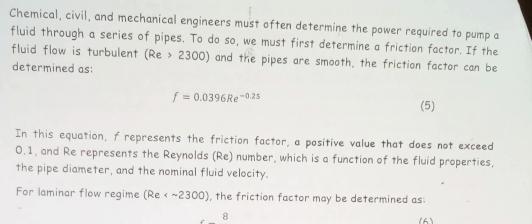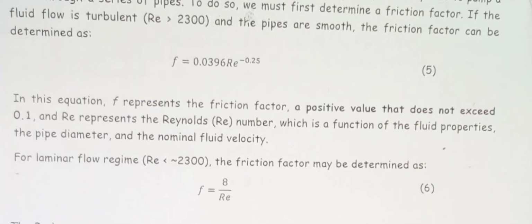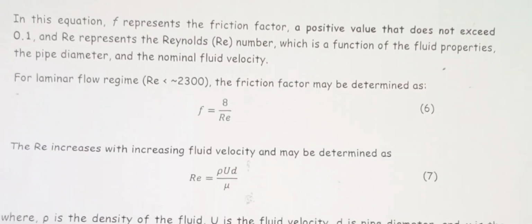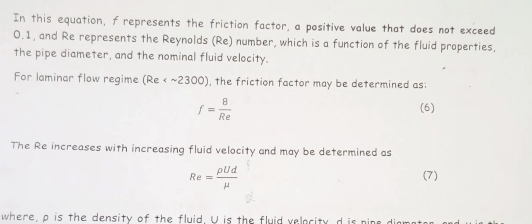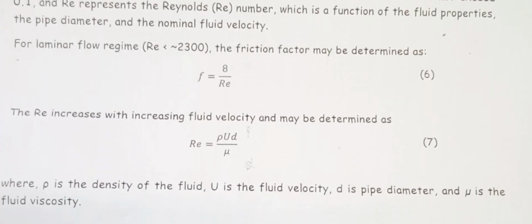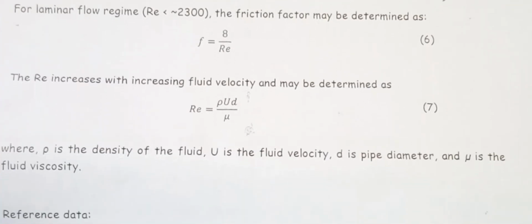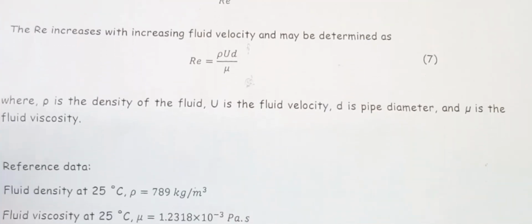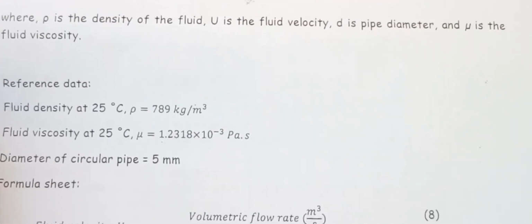For the laminar flow regime, RE less than or equal to 2300, the friction factor may be determined as F equal to 8 over RE. And the RE increases with increasing fluid velocity, U, where rho is the density of the fluid, D is the diameter of the pipe, and mu is the fluid viscosity. And we're given some reference data.